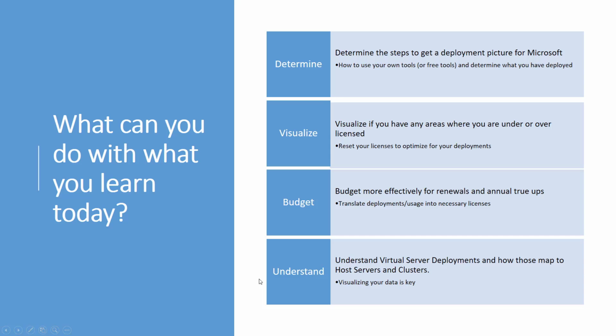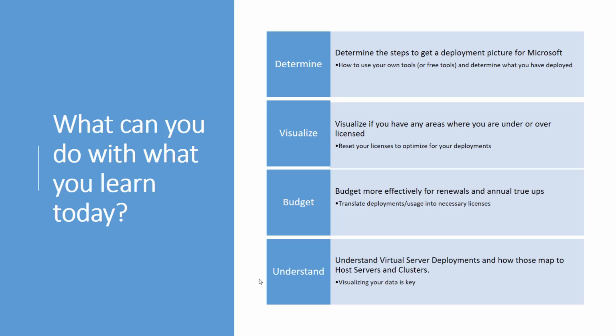So what are you going to be able to do with what you learned today? You're going to be able to determine the steps to get a deployment picture for your Microsoft inventory, how to use your own tool, whether that's a tool like SCCM or Alteryx, or a free tool such as the Microsoft Map tool, or maybe even combine a couple of different tools if you need to in order to get the complete data picture of your inventory.